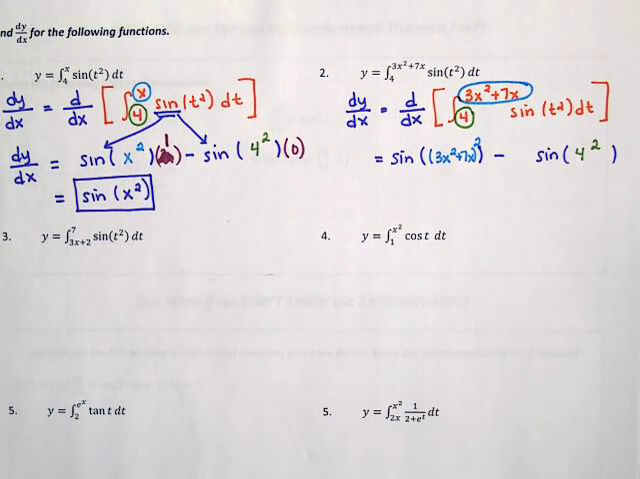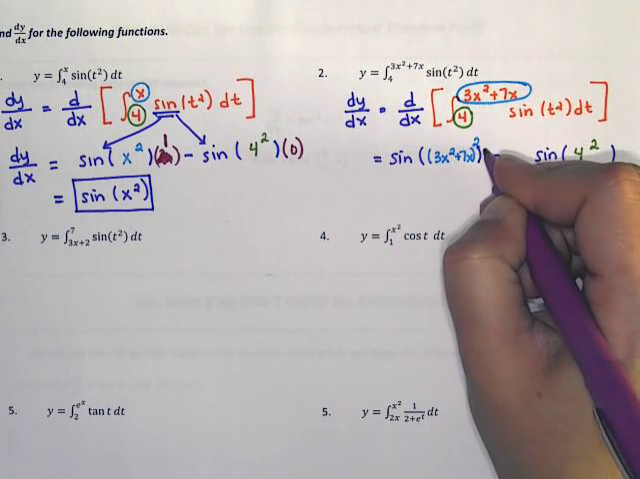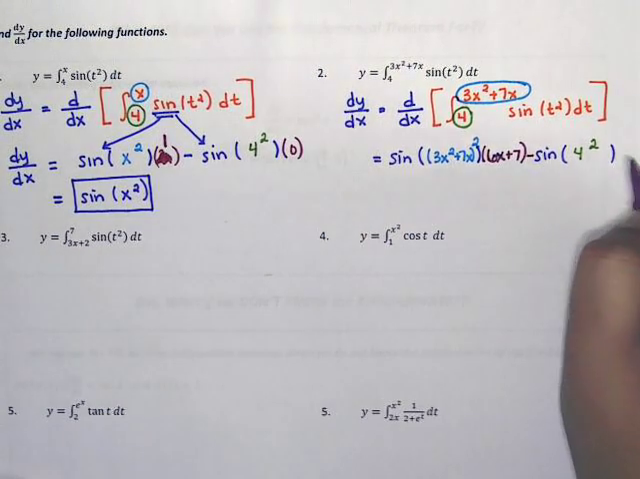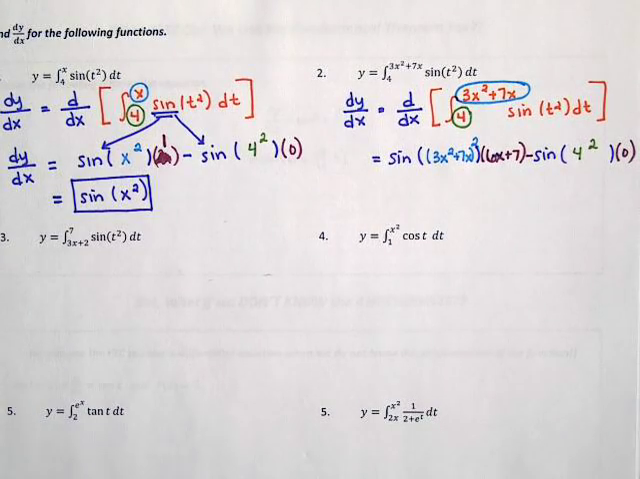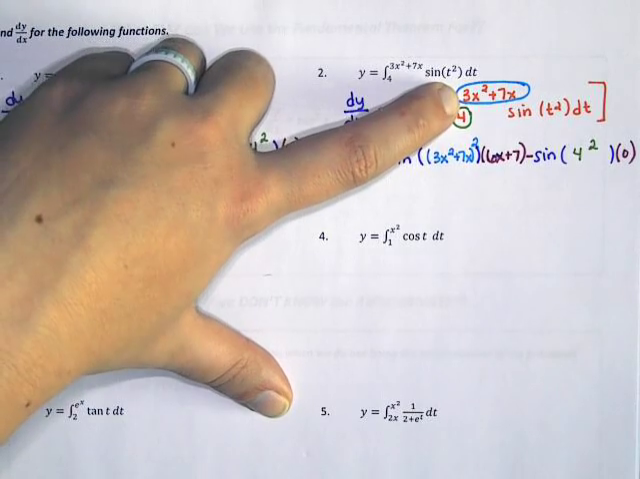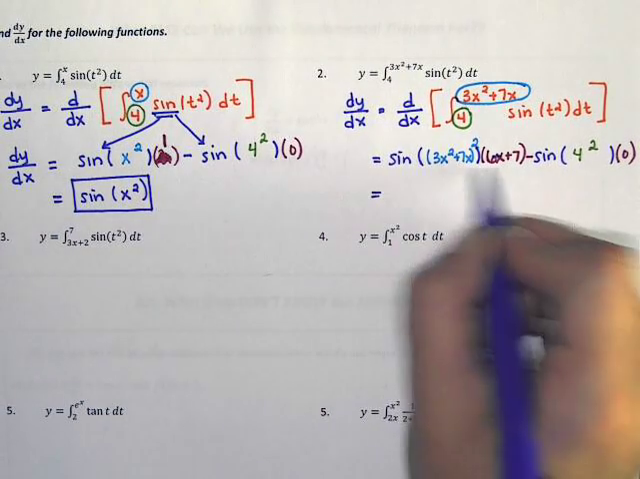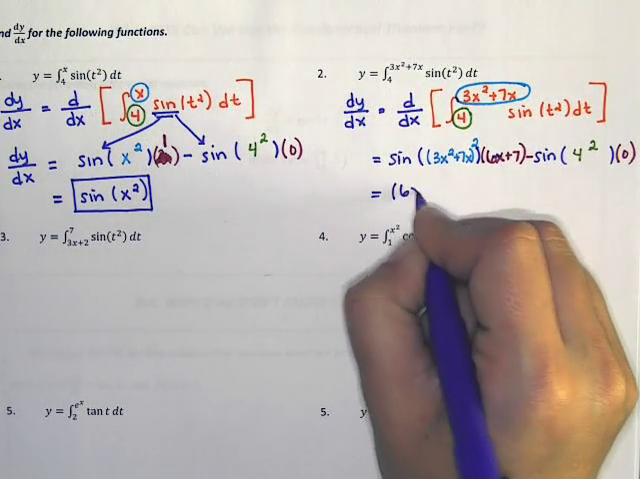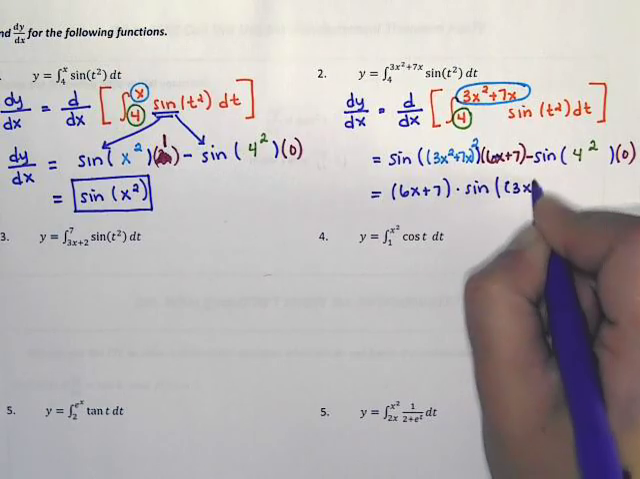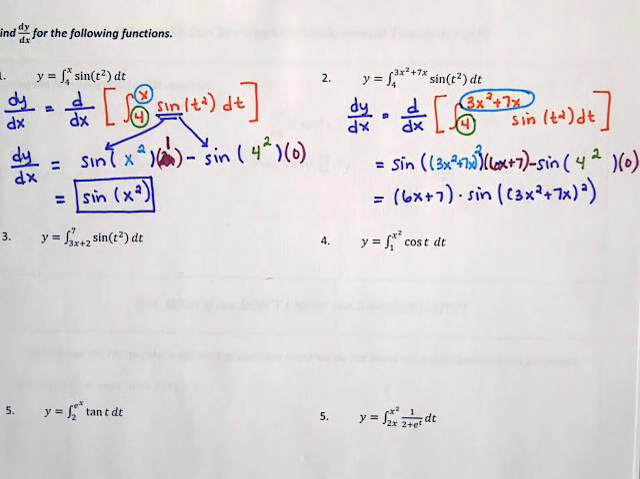Then I would attach the derivative. So the derivative of 3x squared plus 7x would be 6x plus 7. And the derivative of 4 would be 0. So I'm doing the derivative of just the bound. So I'm looking back at the original problem and I'm attaching the derivative of the bound. 6x plus 7. Now I'm just going to simplify. So if I multiply these things together, I'm just going to have 6x plus 7 times the sine of 3x squared plus 7x squared. And when I multiply by 0, that just disappears, so I'm done.